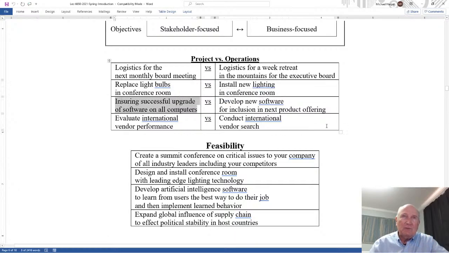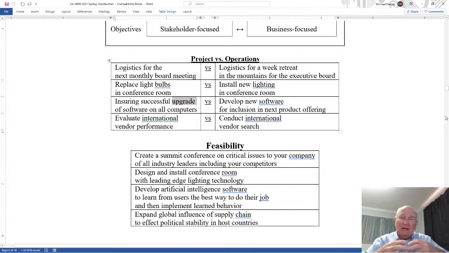Ensuring successful upgrade of software on all computers. Develop new software for inclusion in next product offering. Well, this is an upgrade. So we're assuming if this is the first time, maybe it's a project. But if it's an upgrade that's done routinely every year, every 2 years, it's operations. If it's a huge upgrade, it could be a project.